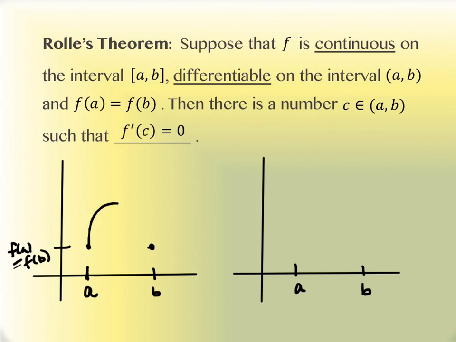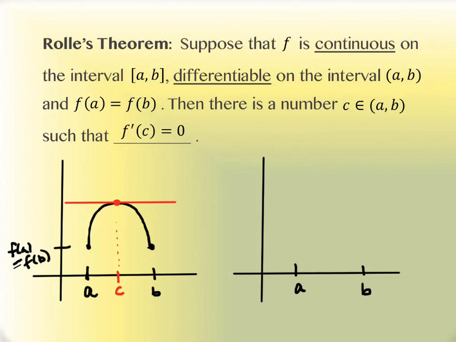So imagine that it looked something like this, right? So clearly there is a location roughly right here between the values of a and b. So here's my c that this is referencing. And at that location, my tangent line is horizontal. And this just guarantees that there's one point that does this, but there certainly could be more than one point like this too, depending on how the graph is connected.